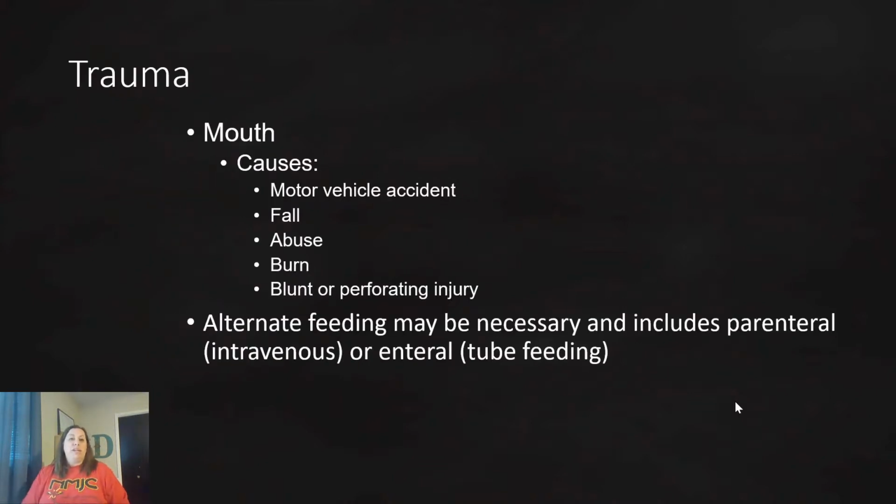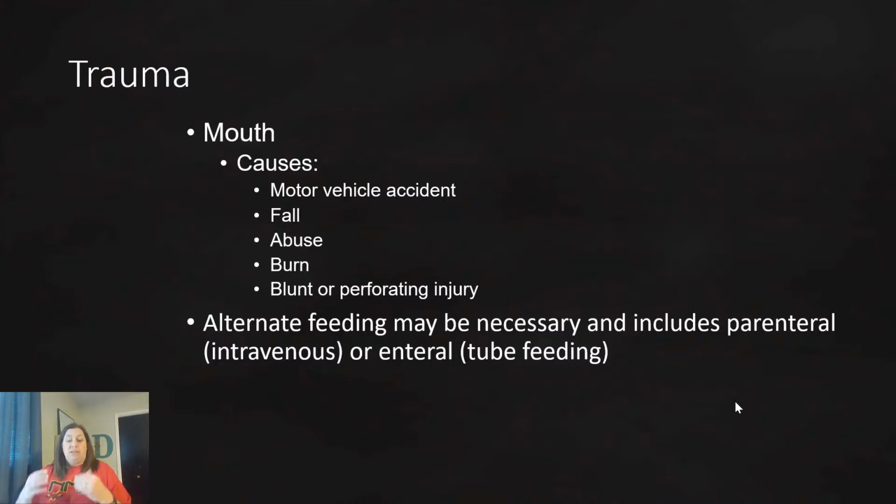All right, switching gears, let's talk about some trauma. Trauma can happen to the mouth. When we talk about trauma to the mouth, this could be due to motor vehicle accidents, falls, abuse, burns, or even a blunt or perforating injury to the mouth itself. When the mouth is affected, eating is difficult, so alternate feedings may need to be done.